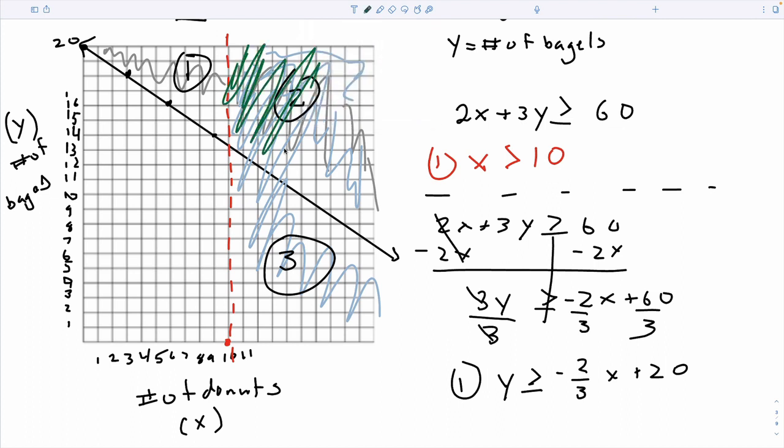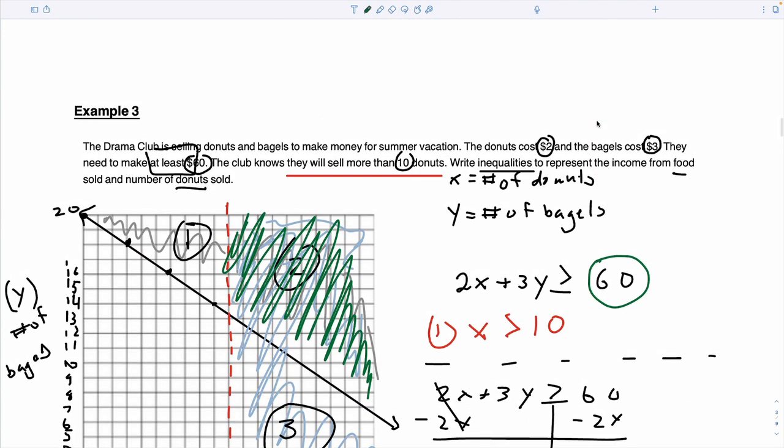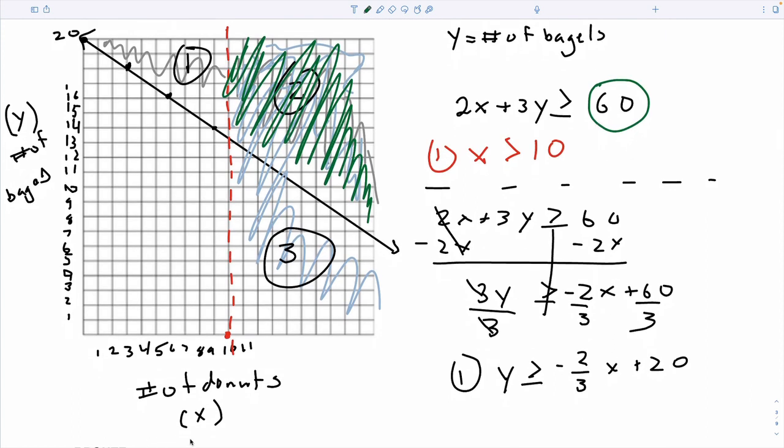What does that mean in the context of this problem? Well, if I sell 12 donuts and 14 bagels, I'm going to meet my goal of $60. If I sell 10 donuts and 14 bagels, will I meet my goal? No, because 10 is a dotted line. So your solution set is anything in here besides being on the dotted line to the left.